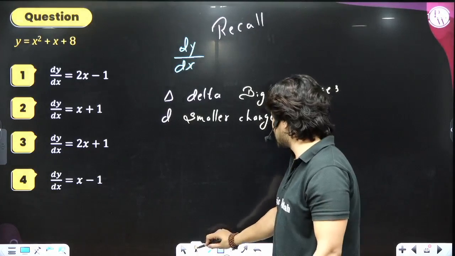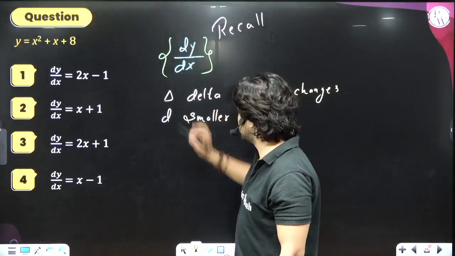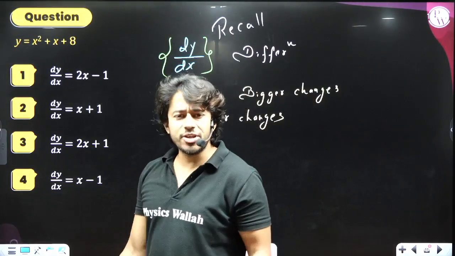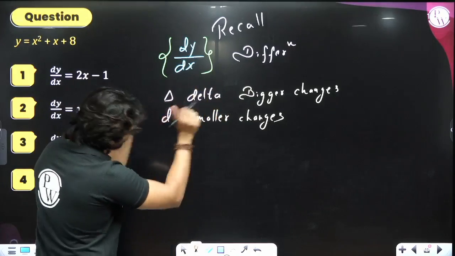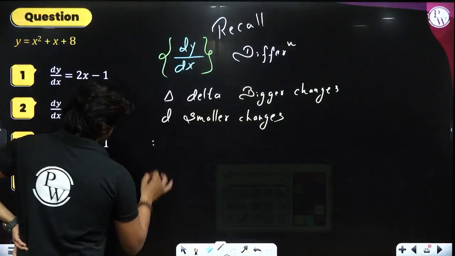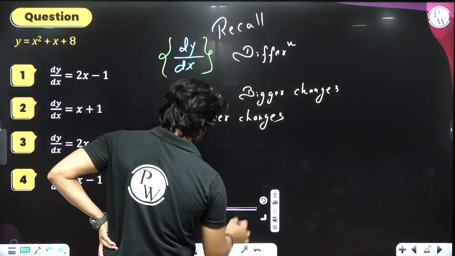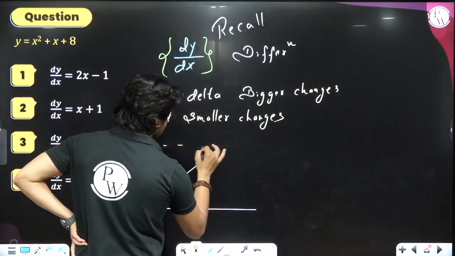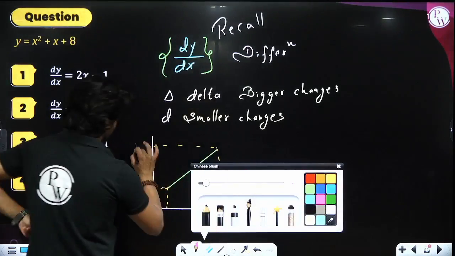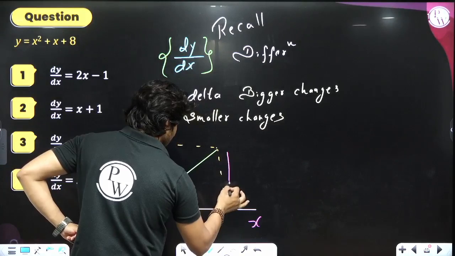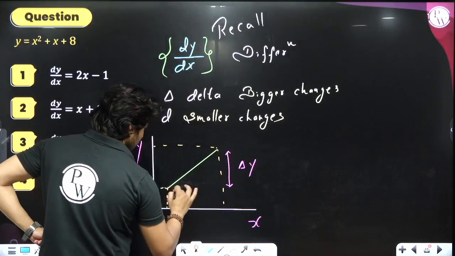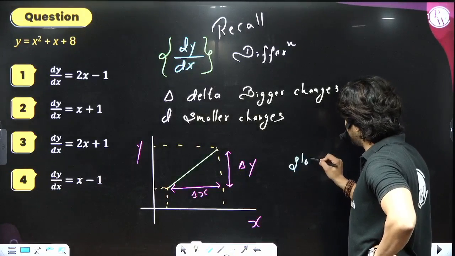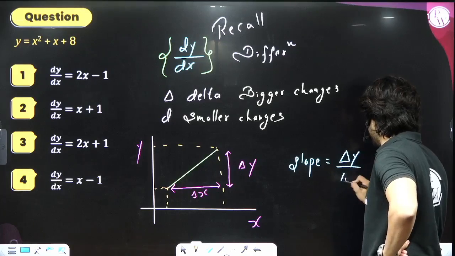And what does dy by dx represent? It represents differentiation. What is the meaning of differentiation? We are diving into the concept. The literal meaning of differentiation is the slope. dy by dx represents the slope. For example, if this is y and this is x, this is the change in y, and this is the change in x. So what is differentiation, or what is the slope? Slope is nothing but delta y by delta x, change in y divided by change in x. Okay, see, straightforward.